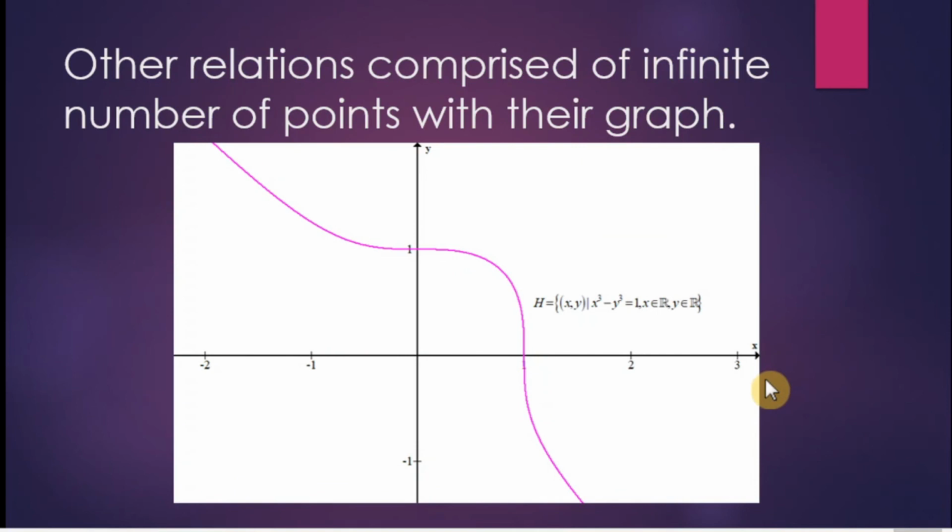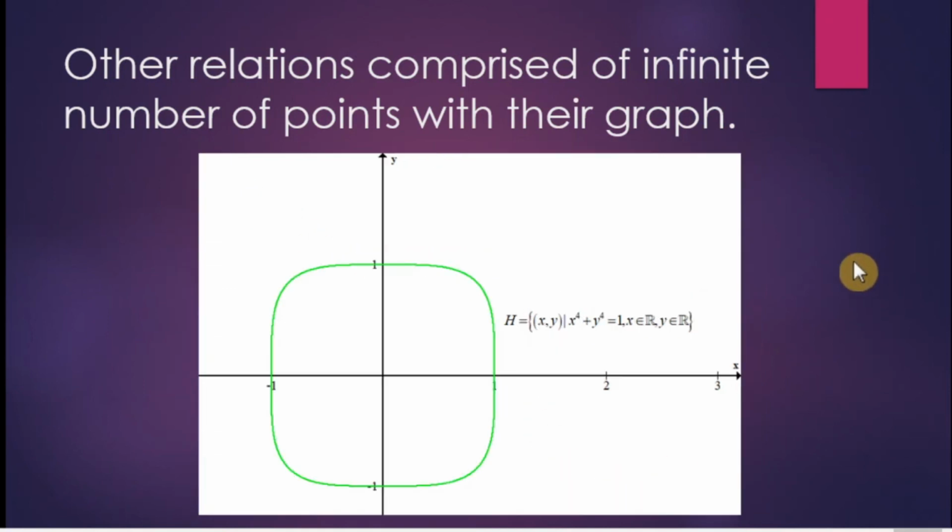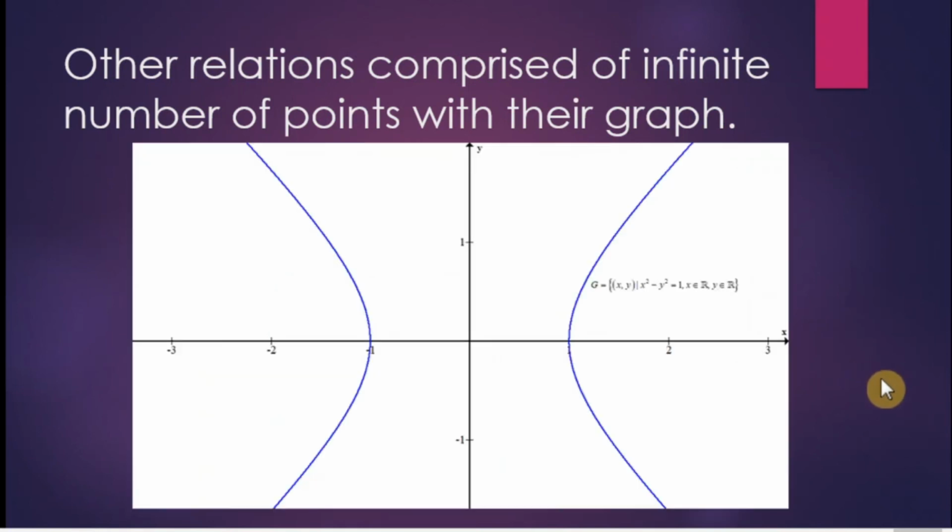Let's provide another example of a relation defined from infinite sets. Here is the definition of the relation. We call it H. This is the set of all ordered pairs (x, y), and the definition of this relation is that the cube of the first number minus the cube of the second number in the same ordered pair must be equal to 1. If we put that in a graph, it looks this way. Another example, and another one. There you have it.